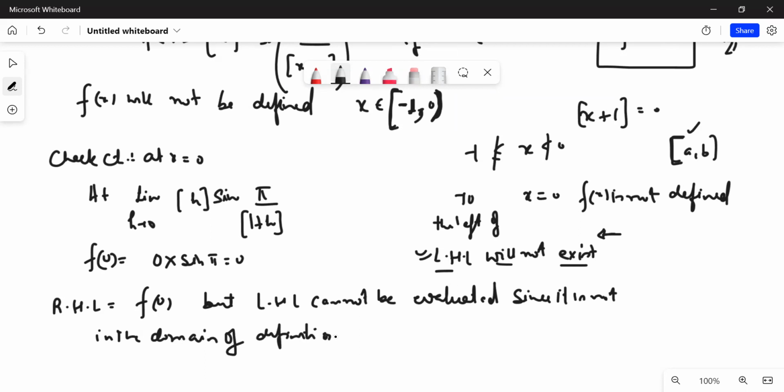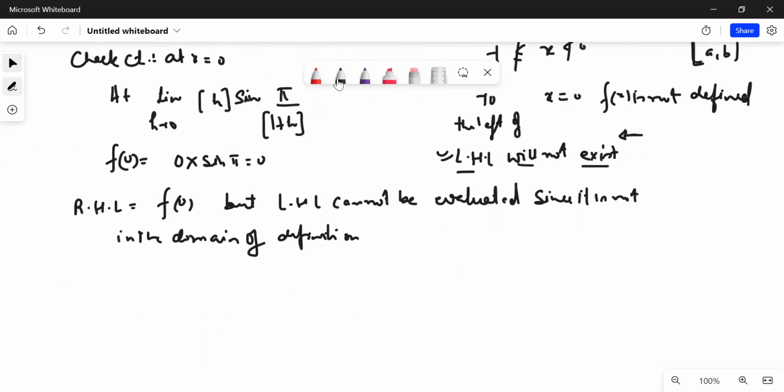समझ पा रहे हो मेरी बात? देखो, डोमेन में है ही नहीं ना. अगर अब तुम डोमेन कहोगे f की तो क्या होगी? The domain of f would be simply minus infinity comma minus 1 union 0 comma infinity.